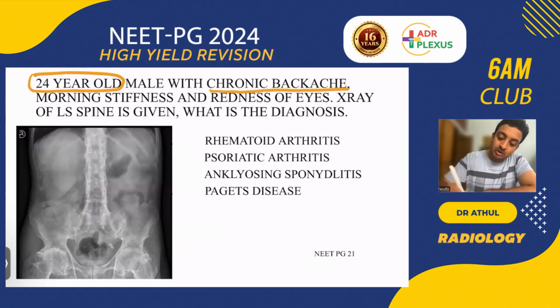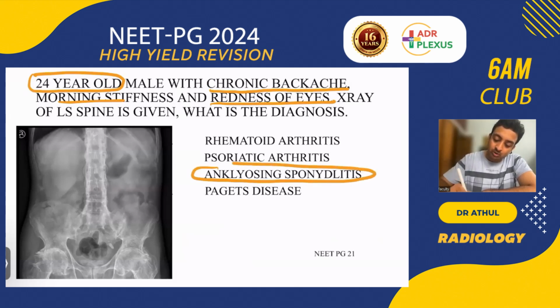A patient is having chronic back pain, then redness of eyes is there, morning stiffness is there, and every year in exam this question repeats. In 2019, 20, 21, 22, and 23, this question came. What is the answer for this patient? You should be very, very clear. This is a case of ankylosing spondylitis.